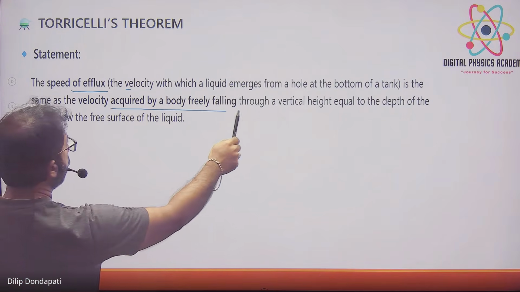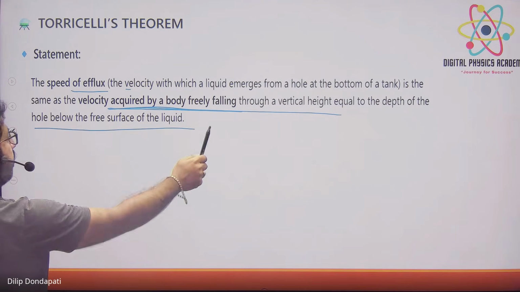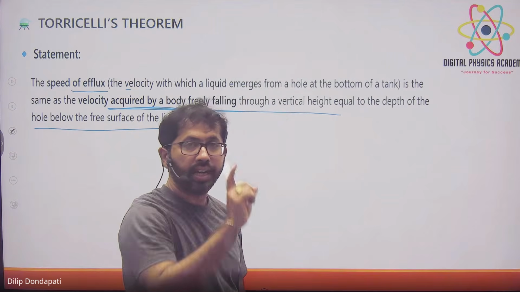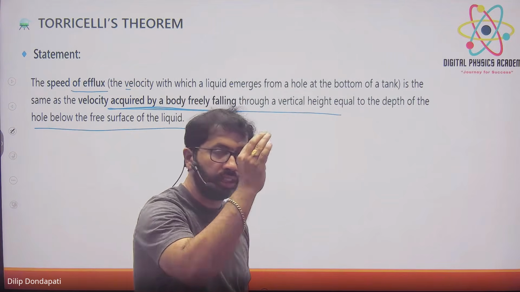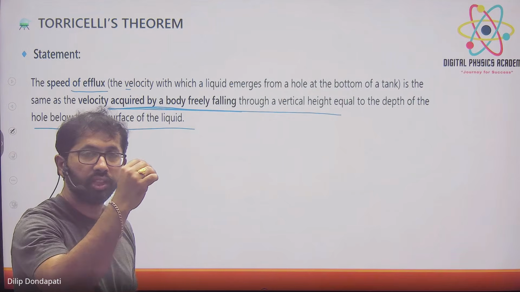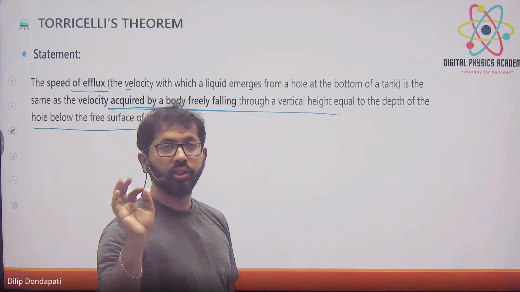That is called speed of efflux, is the same as the velocity acquired by a body freely falling through a vertical height equal to the depth of the hole below the surface of the liquid. देखो, if I drop an object from a height h, what is the velocity with which it hits the ground? Tell me, what is the formula? Kinematics में root 2gh.